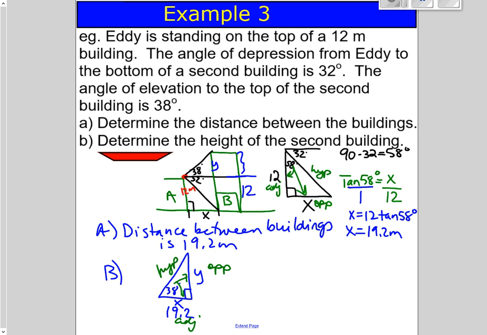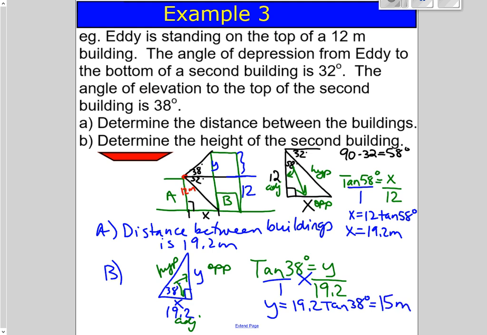Again, looking at my trig ratios, which one has opposite and adjacent? It's going to be tan. So I'm going to say tan of 38 degrees is equal to my opposite side, which is Y, over my adjacent side, which is 19.2. I'm going to cross multiply that, and I get Y equals 19.2 tan 38, which is 15 meters. Okay, so our Y value is 15 meters.